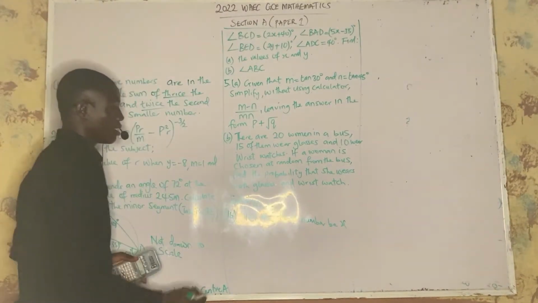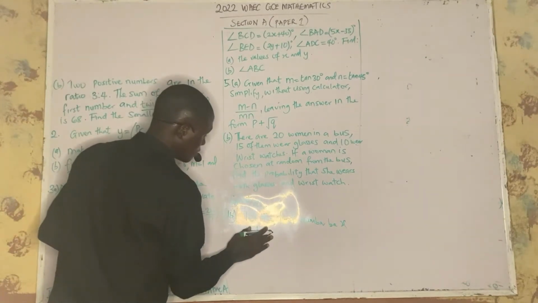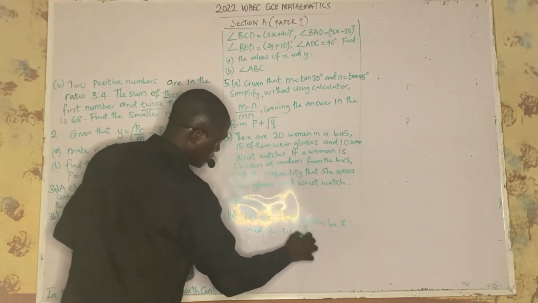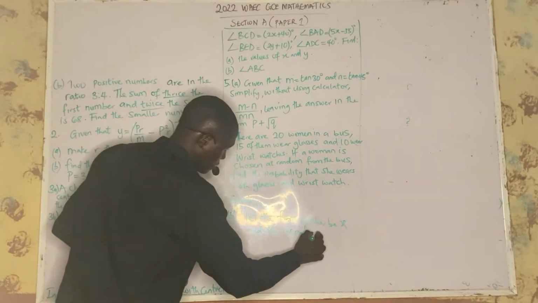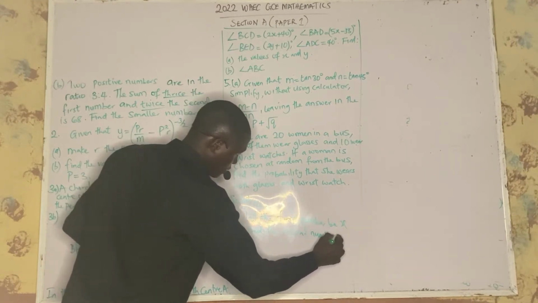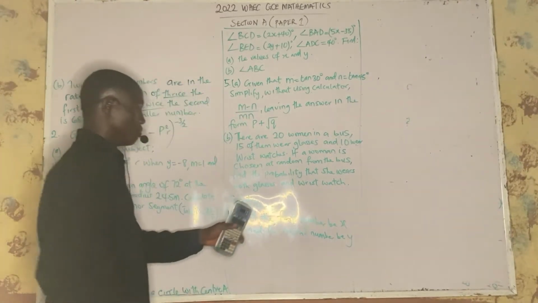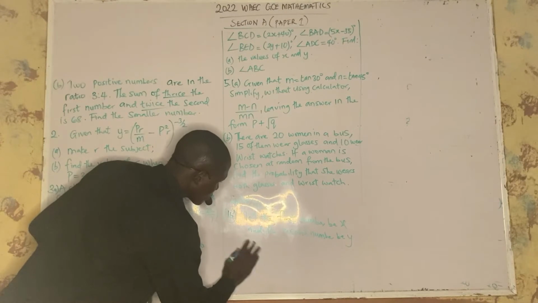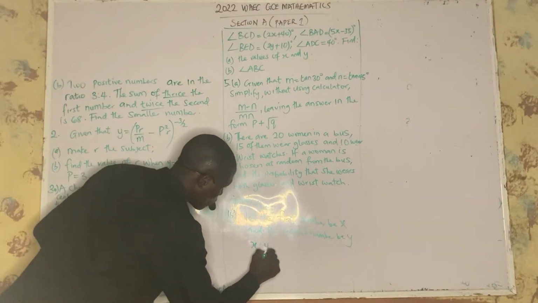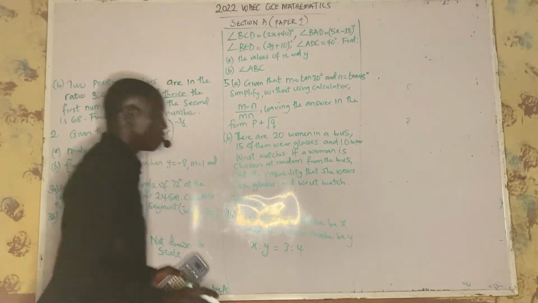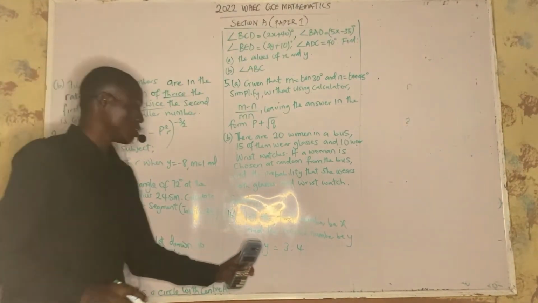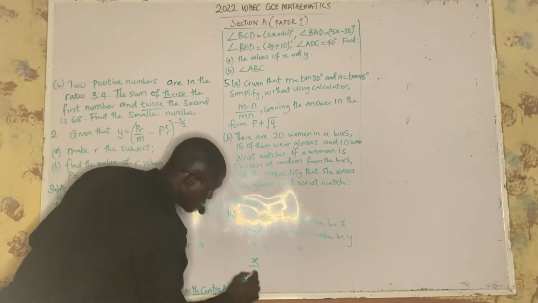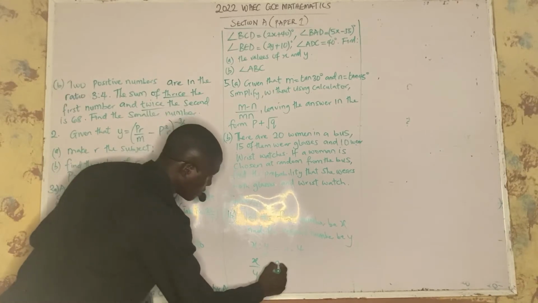Represent the first number with a letter, and also the second number. Let the second number be y. So if the first number is x and the second number is y, then we have x ratio y to be 3:4. That's the first statement. X ratio y is equal to 3:4, meaning x over y. Ratio means divide, equal to 3/4.